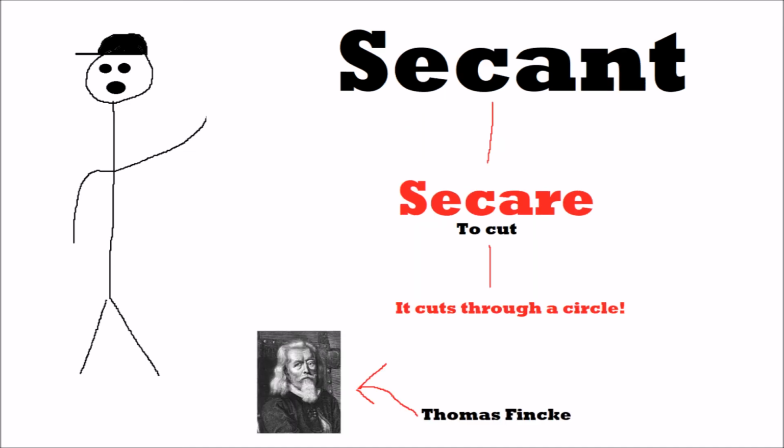Secant is from the Latin root secare, to cut. It is a proper name for a segment that cuts through the circle. The word was introduced by Thomas Finck in 1853 in Latin.